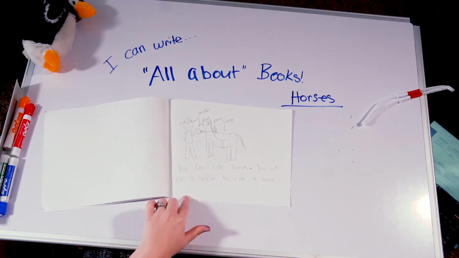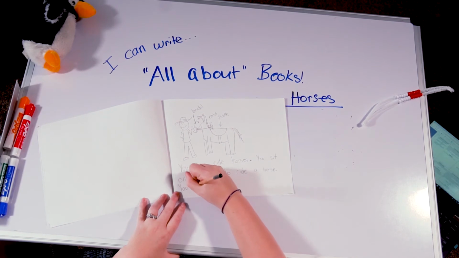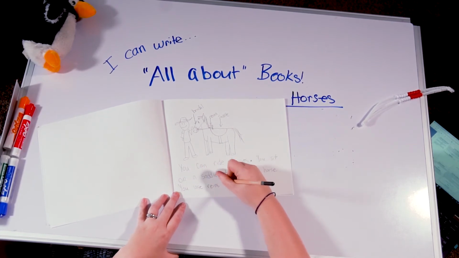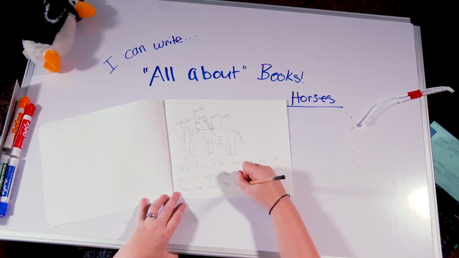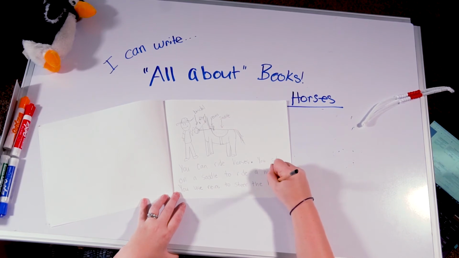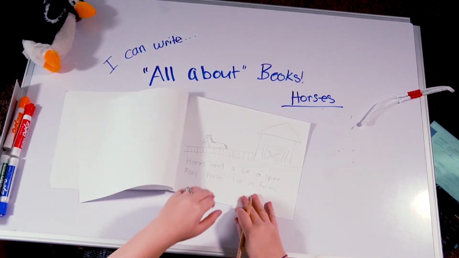I think I want to add that you use reins to steer your horse. So I'm going to add that in. You use reins to steer the horse. There we go. Now that picture makes a little more sense. Let's look at the very last page.